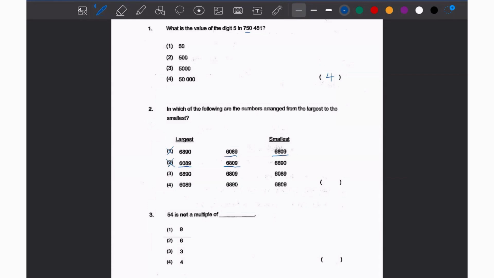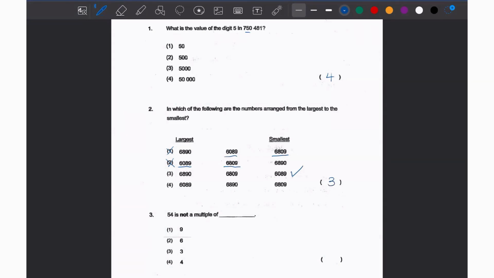Then you look at option 3. Your largest is 6890, your second largest is 6809, and then your smallest is 6089. So this one, you look that 6890 is larger than 6809, that is correct, and then 6809 is also larger than 6089. So 6089 is your smallest. So this is the correct option. So your answer for question 2 will be 3.